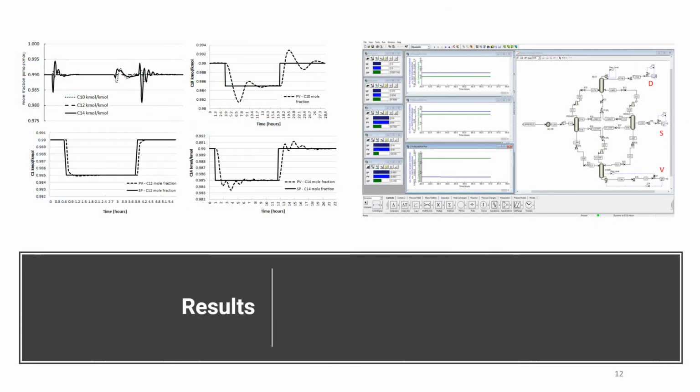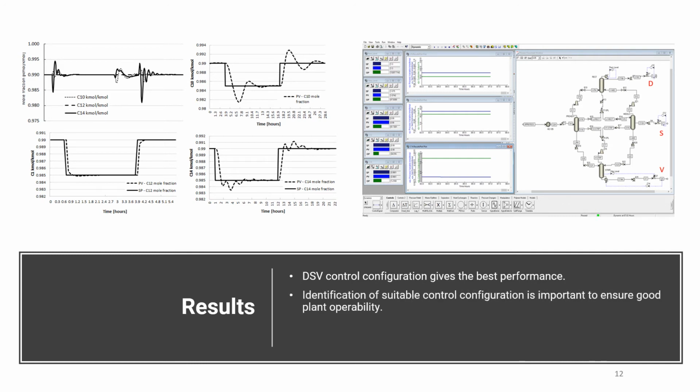Dynamic model was successfully performed in Aspen Dynamics. Based on relative gain array and singular value analysis, DSV control configuration was selected and gives the best performance for disturbance rejection and set point changes. Identification of suitable control configuration is important to ensure good plant operability. The dynamic model in Aspen Dynamics can be extended to other applications such as advanced process control, process trainers, and operator training simulator.